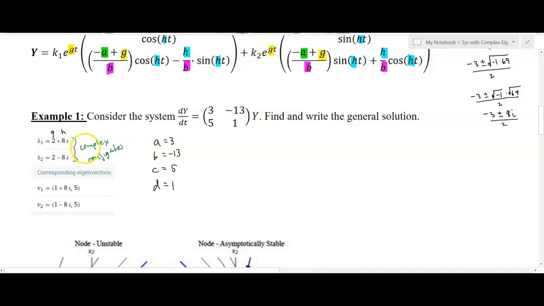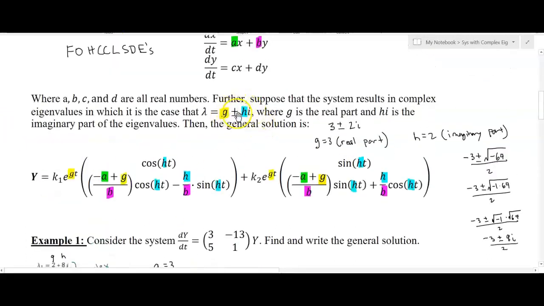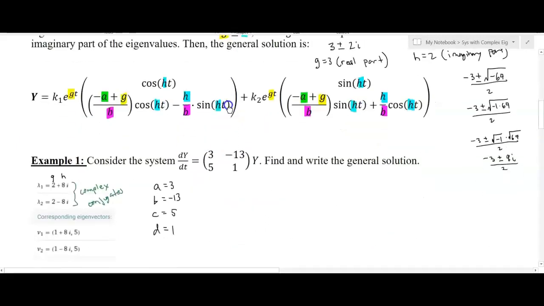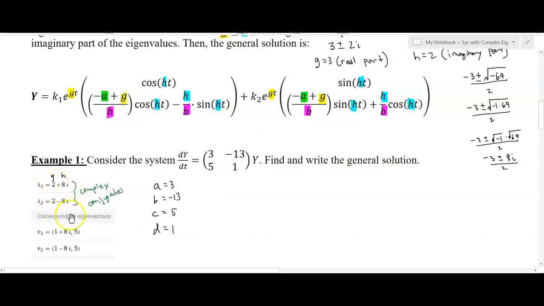Notice that H is always going to be, we're always just going to take the absolute value of the H. So up here in our definition, we say G plus or minus hi. So H itself is going to be a positive quantity, but it's going to be added in one of the eigenvalues and subtracted in the other. So for G, we do take its sign. In this case, it happens to be positive 2. H, we ignore the sign, it's going to be 8. So now really what this boils down to is plug and chug.